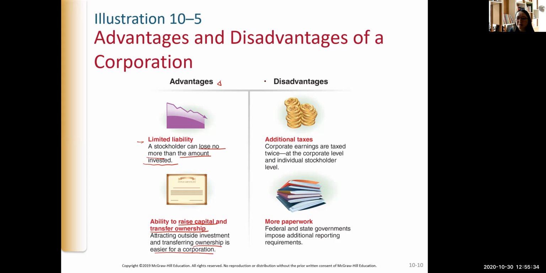And then the disadvantages. First of all, we kind of talked about this before going further: it's additional taxes. The reason is corporate earnings are taxed twice. They are taxed at the corporate level and also at the individual stockholder level. What that means is when there's a net income, right? We remember we always subtract the tax before we get to the net income, but this is a corporate tax, right? Corp tax.